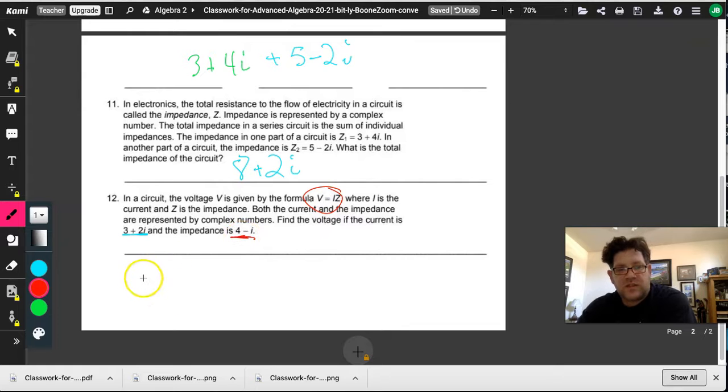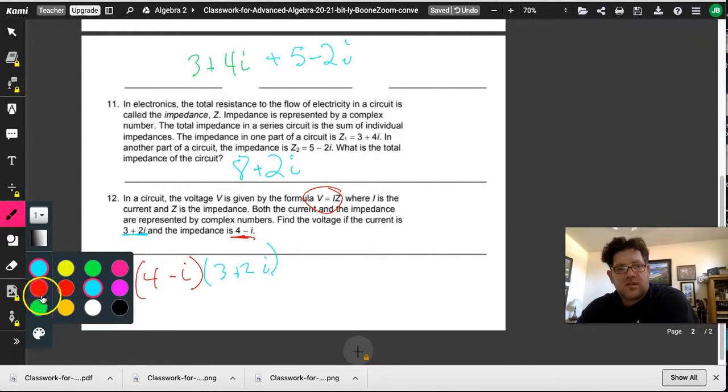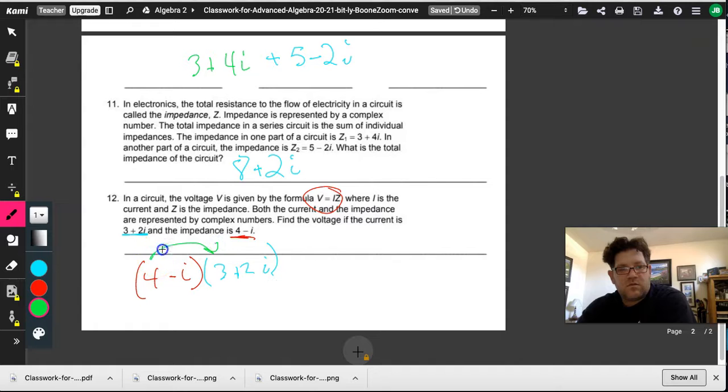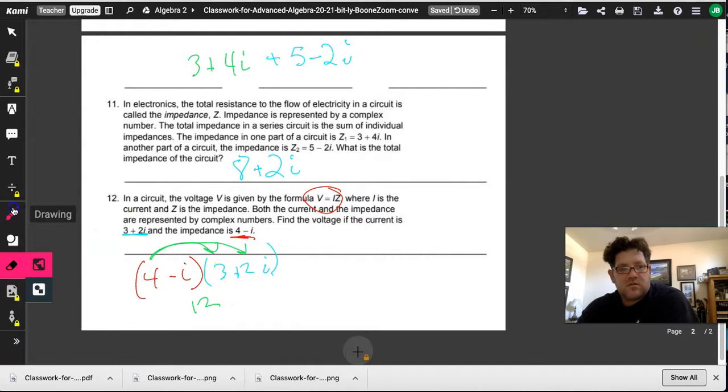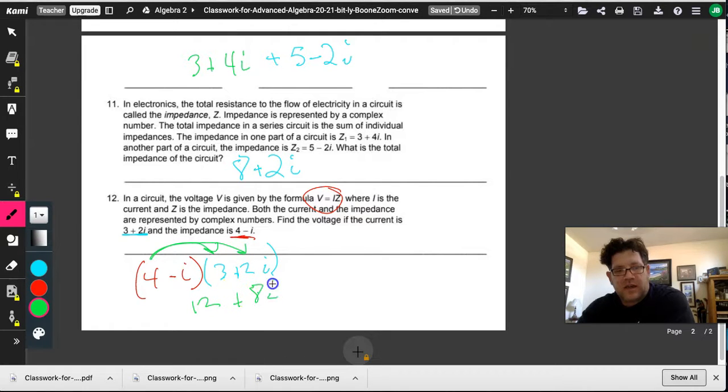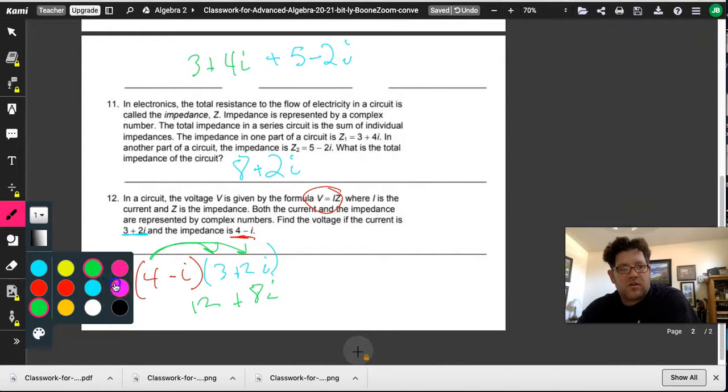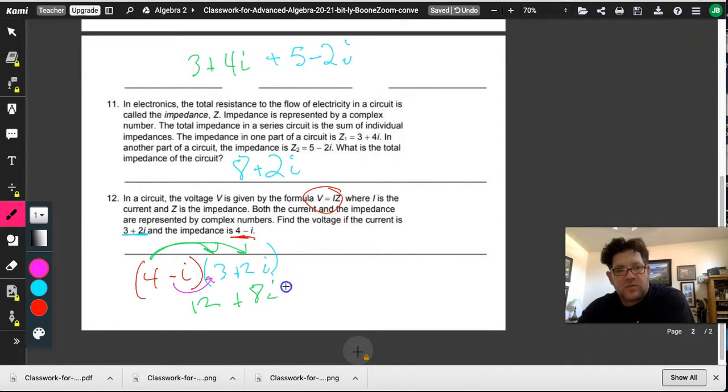So I'm going to multiply these two things together. I'm going to say 4 minus i times 3 plus 2i. And now we just FOIL. So we get 12 plus 4 times 2, 8i. Now we're going to go to a different color, we'll go with purple. Negative i times 3 is going to be minus 3i. Negative i times 2i is going to be minus 2i squared.